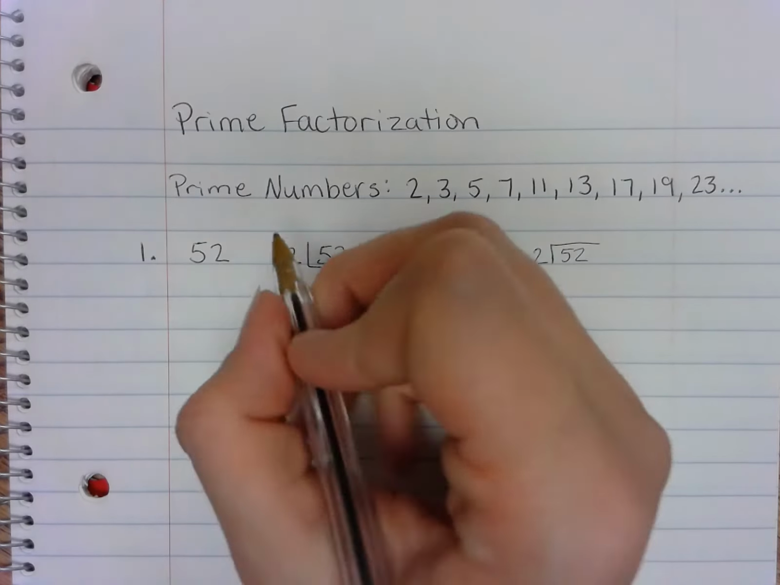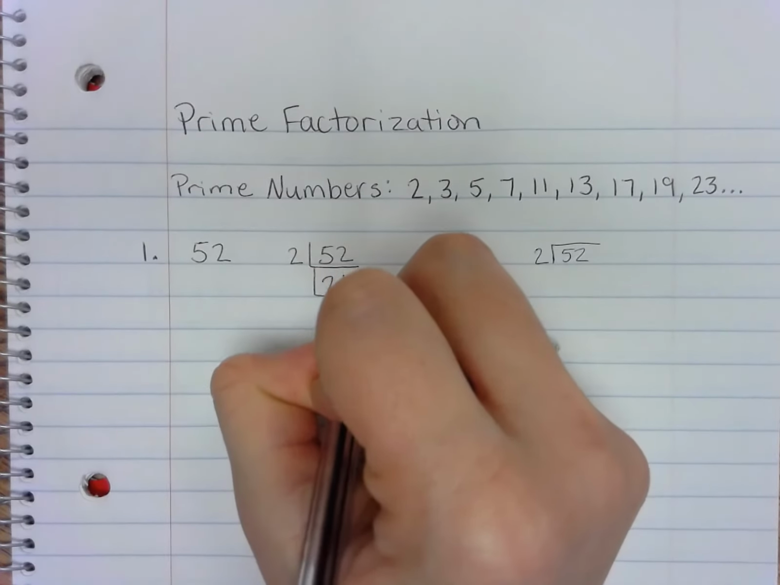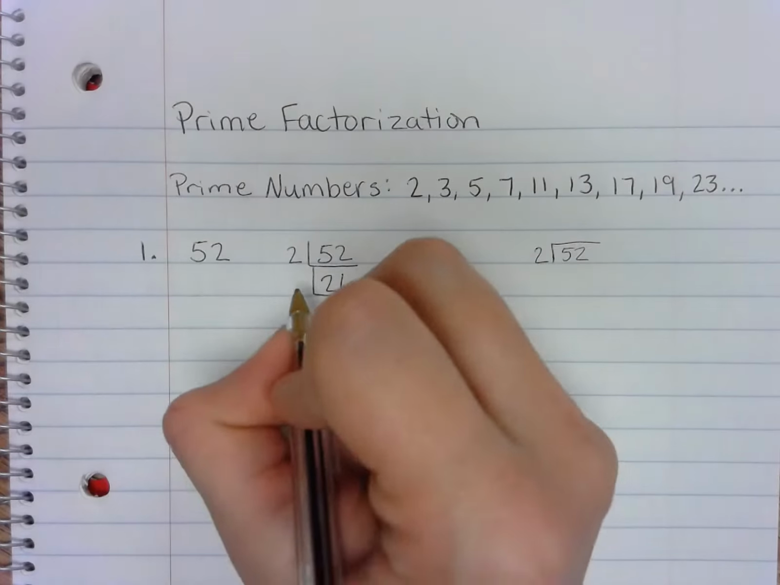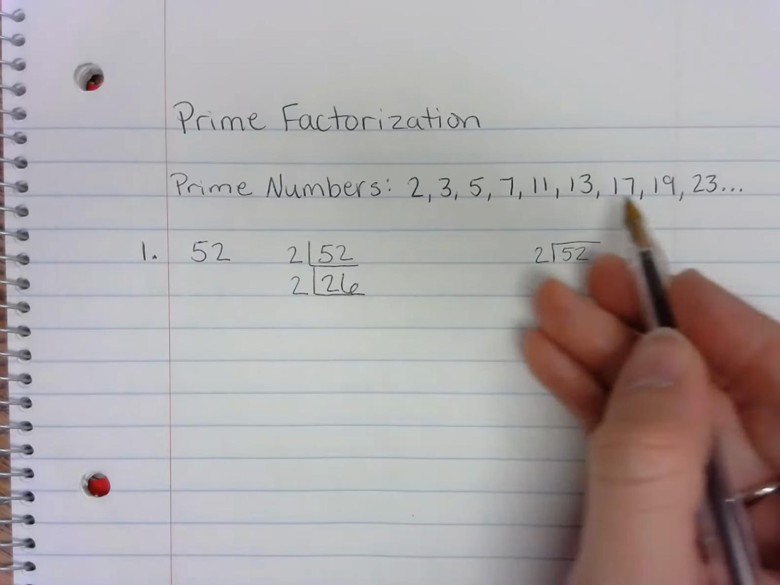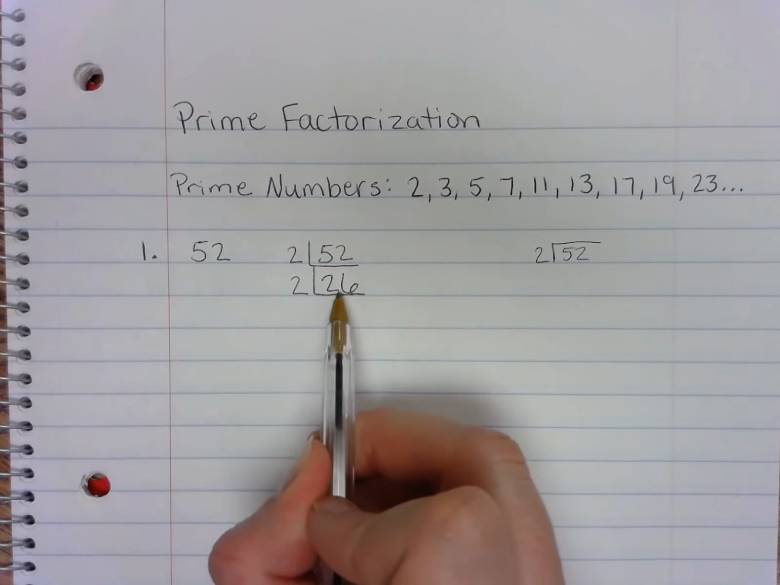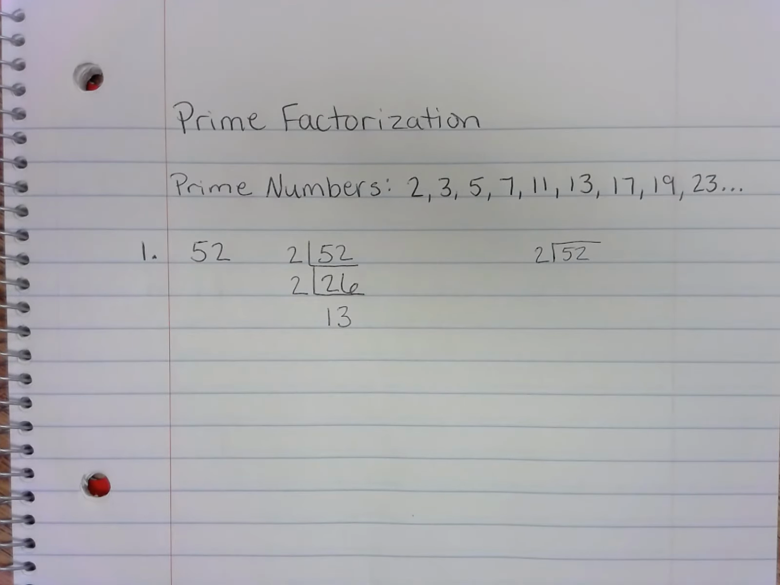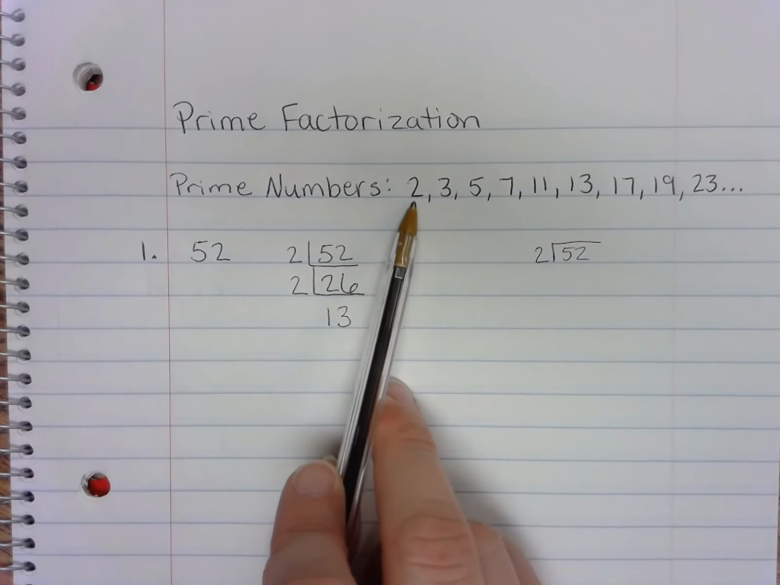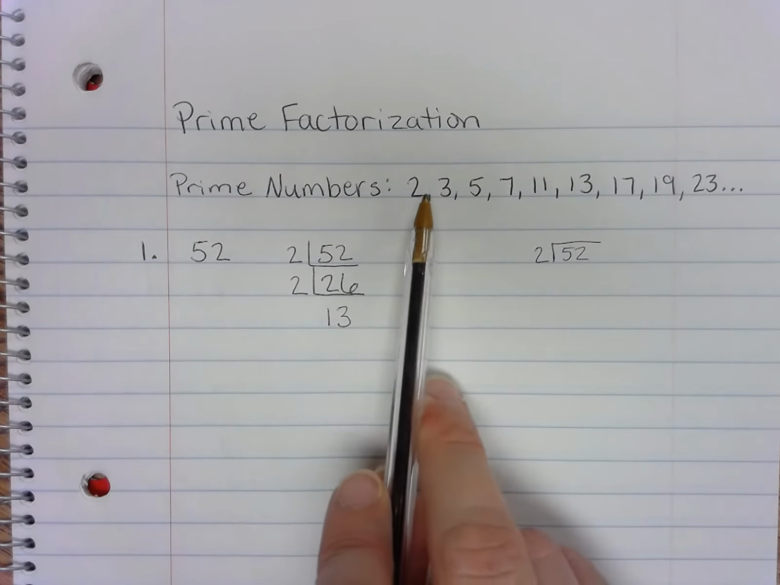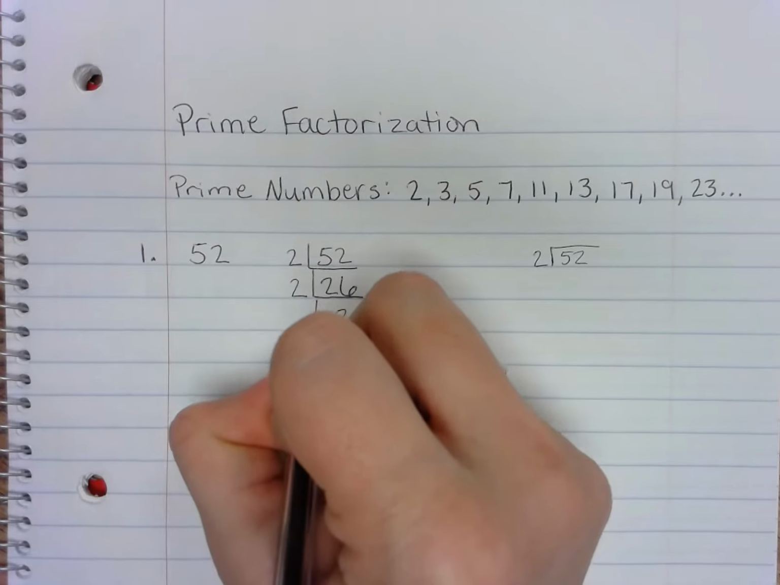2 goes into 52 26 times. So we'll continue to divide by a prime until we get a quotient or an answer of 1. So now we're going to pick a prime that will go into 26. 26 is even, so I'm going to stick with 2. Again, you can choose any prime number that will divide evenly into that number. So 2 goes into 26 13 times. 13 is no longer even, so we're not able to divide by 2. But notice, through our list of primes, 13 is a prime number, so of course it can be divided into itself.